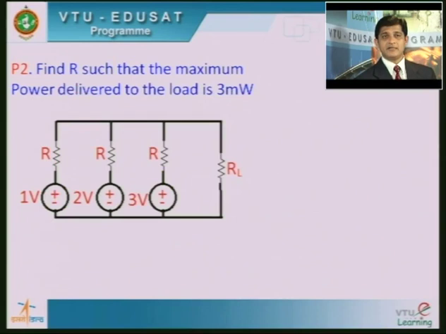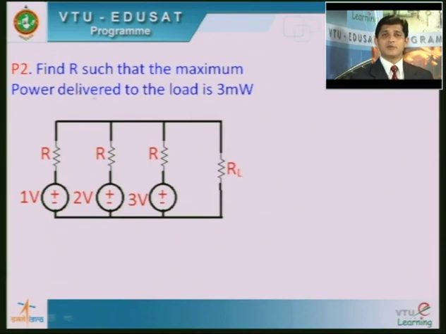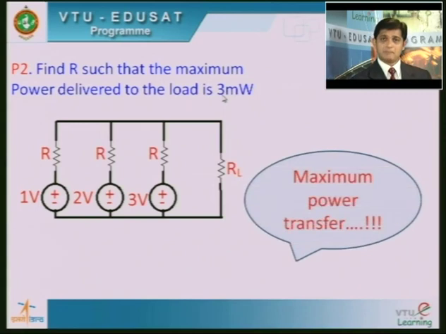So let's get into problem number 2 now. In problem number 2 they are asking us to find R such that the maximum power delivered to the load is 3 milliwatts. So suddenly what's happening? Maximum power transfer. We start wondering why they have to ask us maximum power transfer here. Look at this, this is very interesting. They are asking us to find the value of R, which gives us the maximum power, 3 milliwatts, being delivered to the load RL.